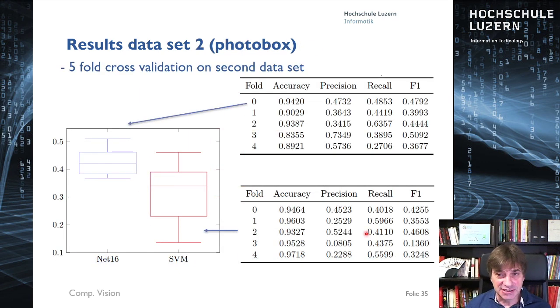We then repeated the experiment with the newer data set of the photo box with higher resolution and the green background. We used the same support vector machine features as for the other data set and also the same network. Here we saw that the convolutional neural network was slightly but not much better than the support vector machine, again with an F1 score of a bit above 40%. This was done with a 5-fold cross validation, so that's why you get the standard deviations and the min and max of those box plots.